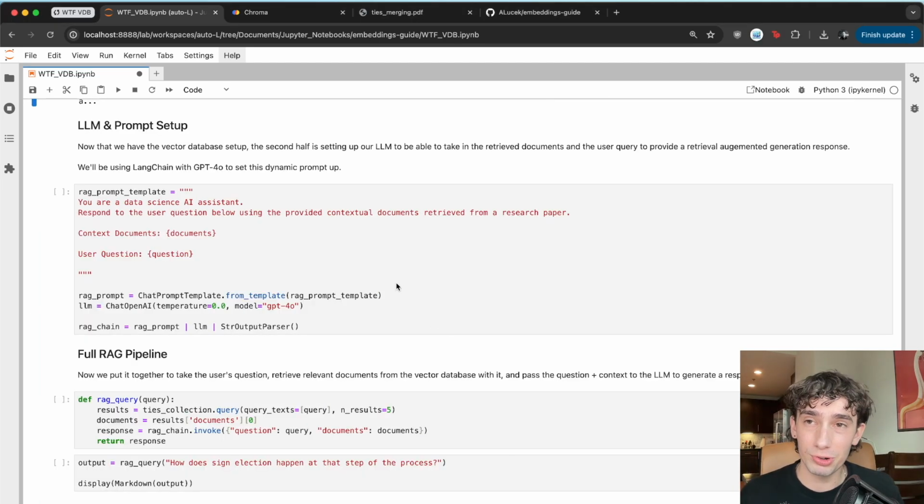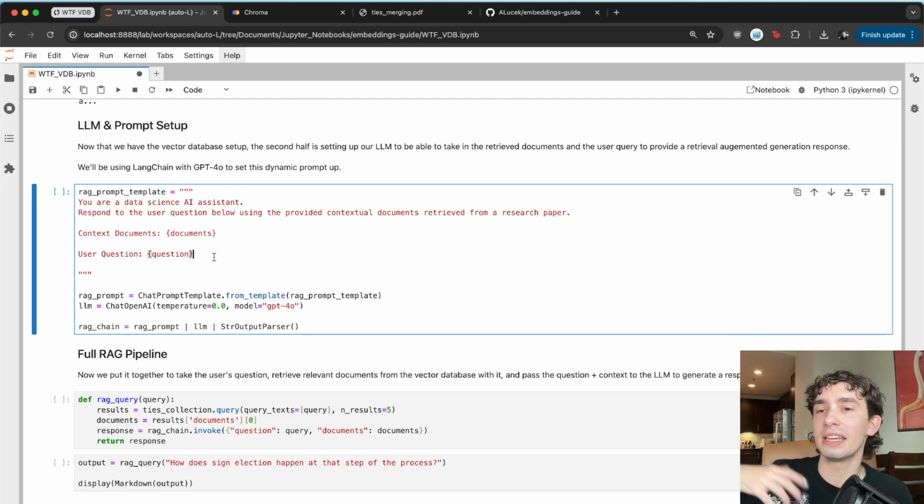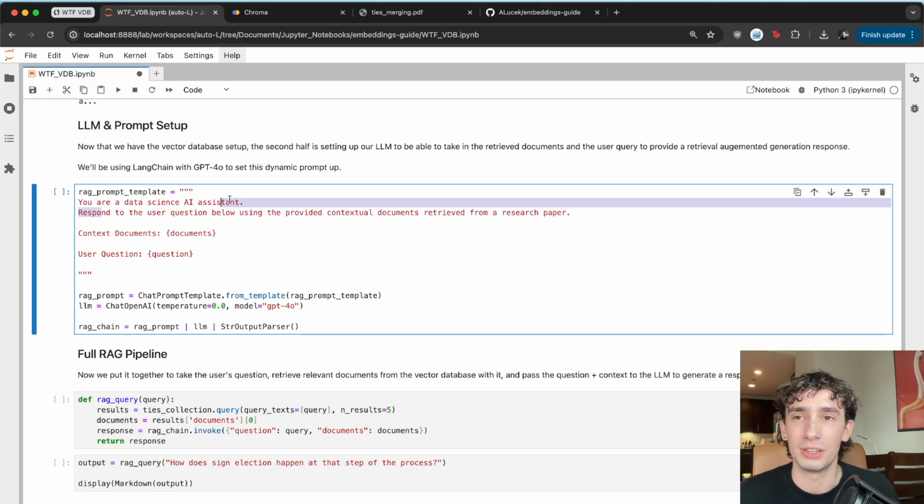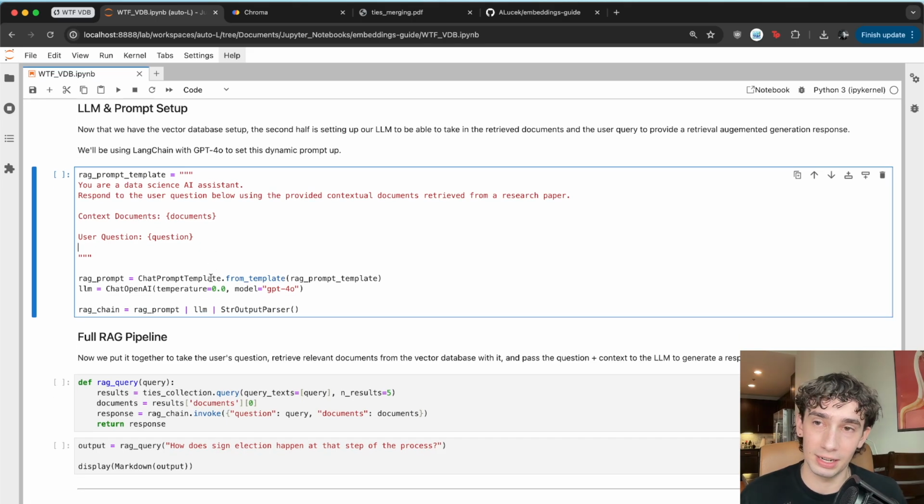And so now that we have the retrieval part set up, we want to set up our language model and the prompt to be able to take in the context and the user question to generate our final response. So I'll also be using LangChain along with GPT-4 Omni with this, and my prompt is going to be very simple. You're a data science AI assistant. Respond to the user question below using the provided contextual documents retrieved from a research paper. And then I have a space for documents, and then I have a space for the user question. And LangChain is really nice to use with this because we can dynamically change our prompt and insert our different data, like these documents and the questions, with their chain integrations.